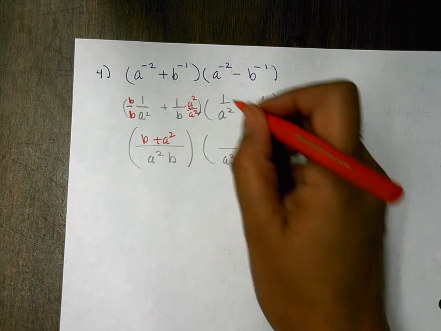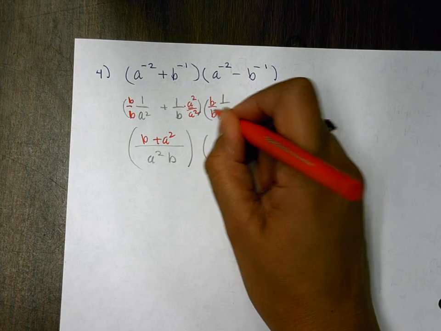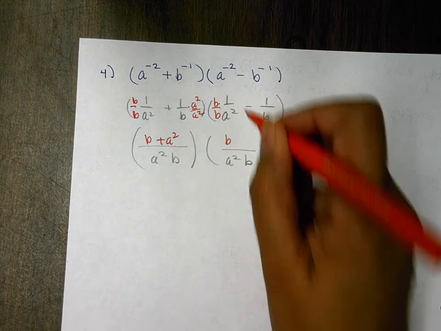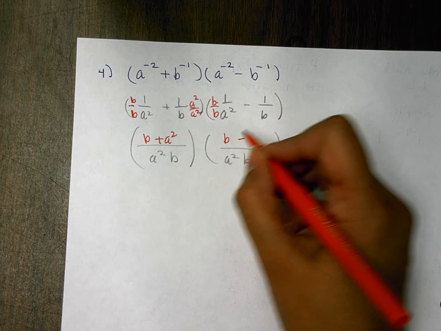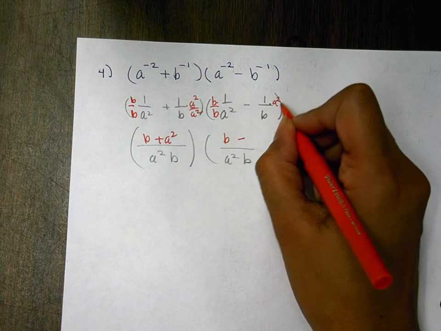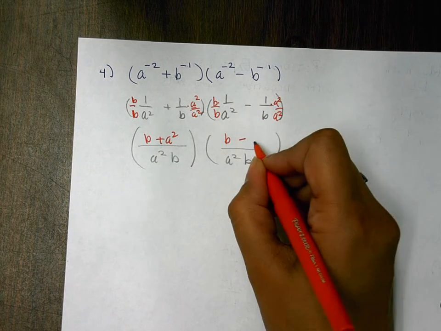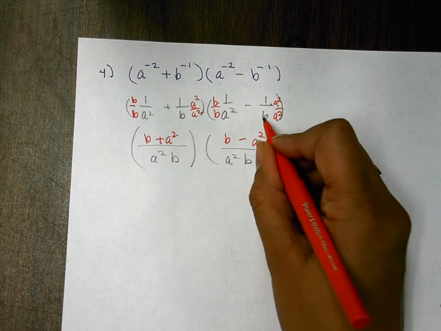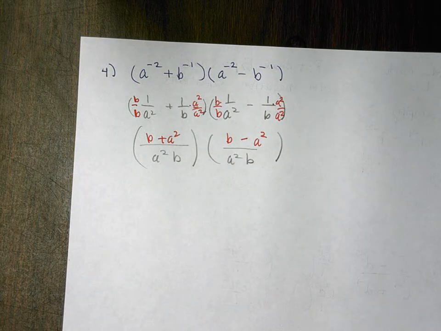Okay, here I multiply by b. b times 1 is b. b times a squared is my common denominator. Minus, I multiply by a squared. a squared times 1 is a squared. a squared times b is my common denominator. All right.